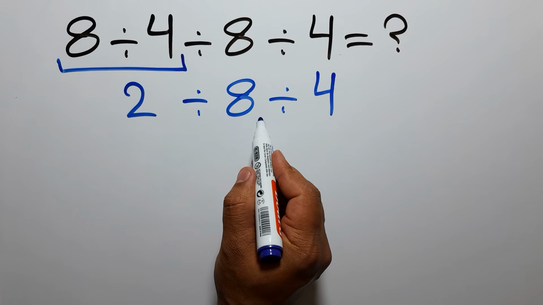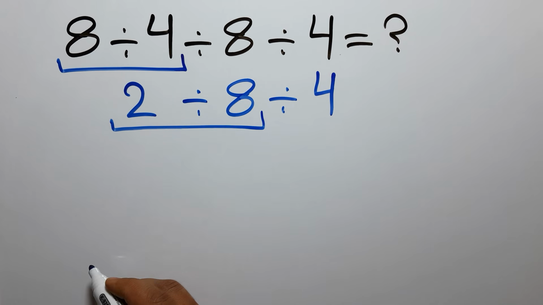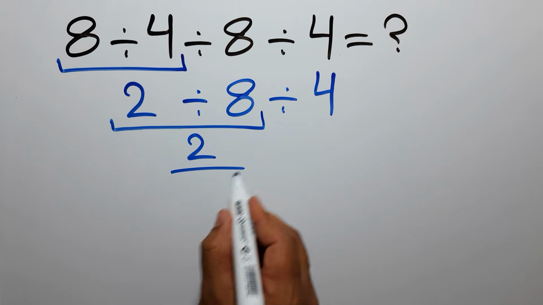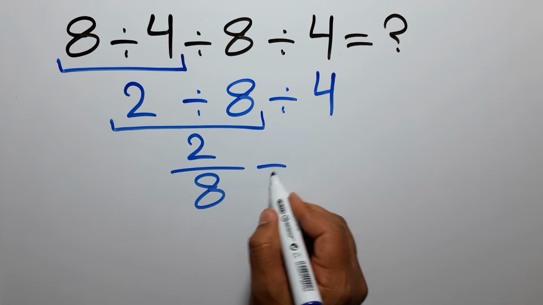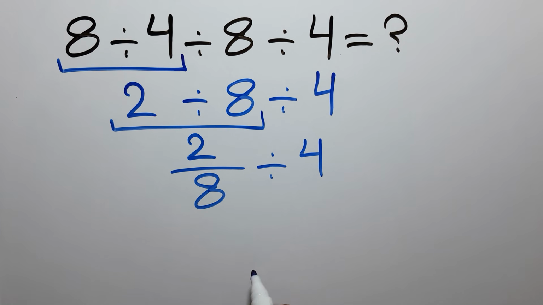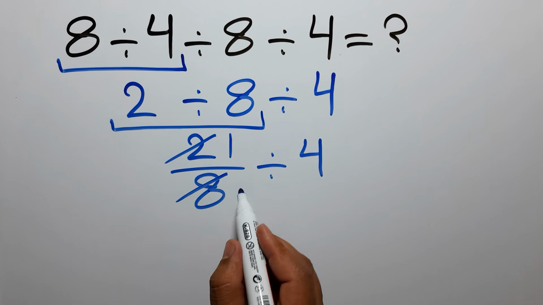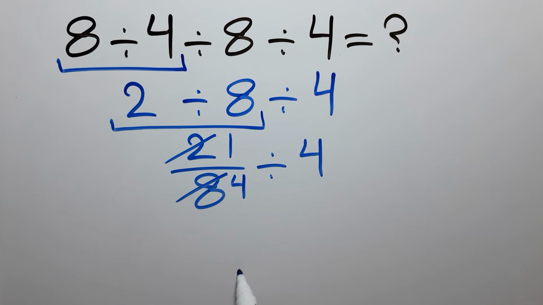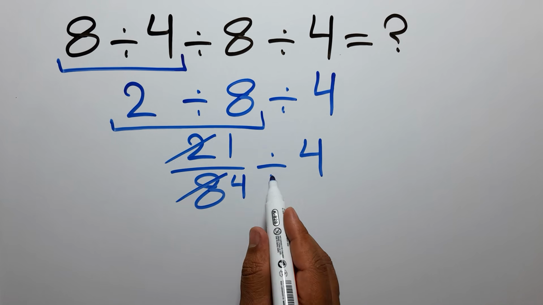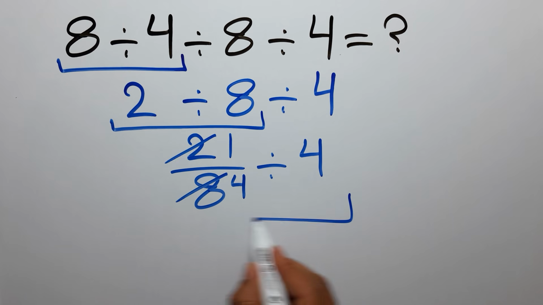2 divided by 8 can be written as 2 over 8. Then divided by 4. Okay? 2 divided by 2 gives us 1, and 8 divided by 4 equals 2. So we have 1 over 4 divided by 4.